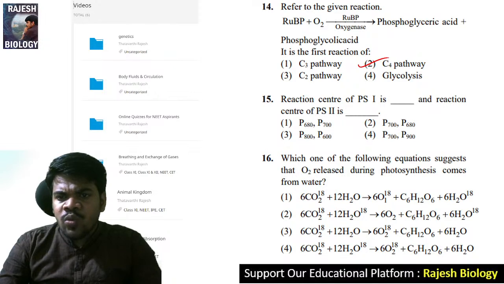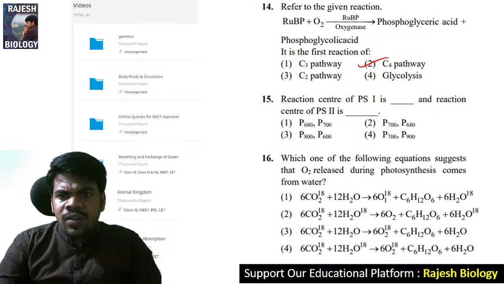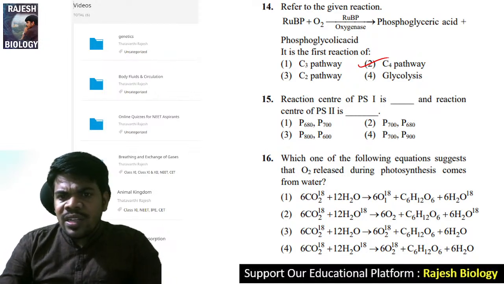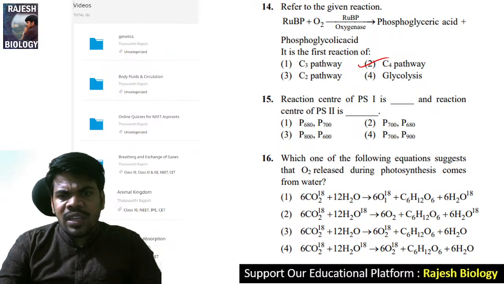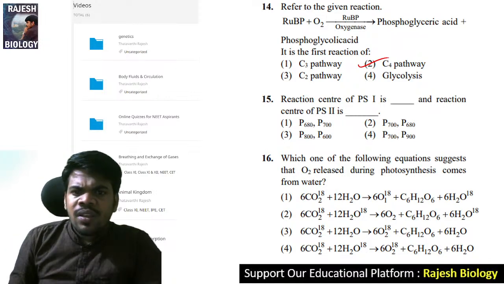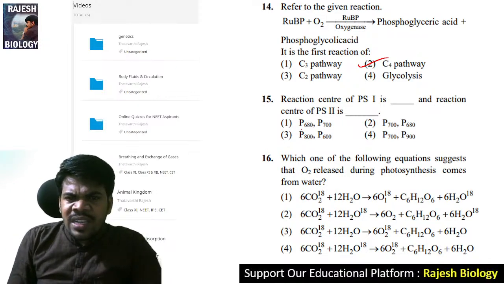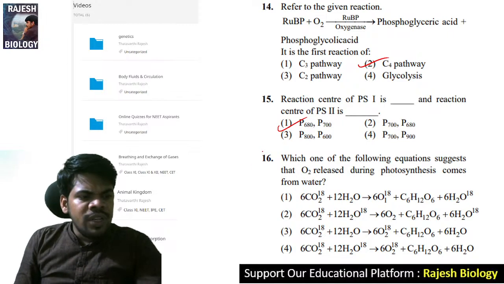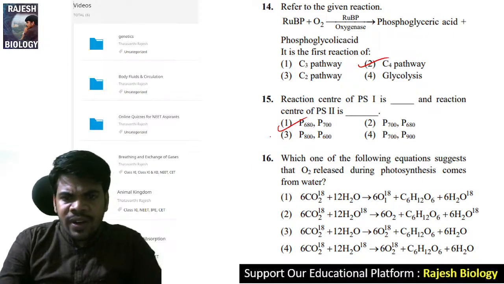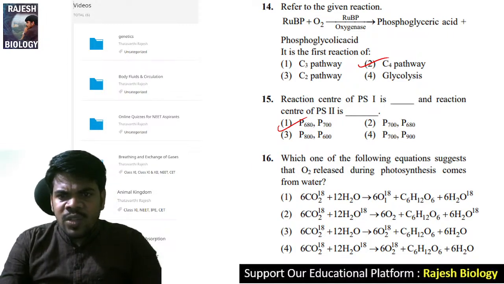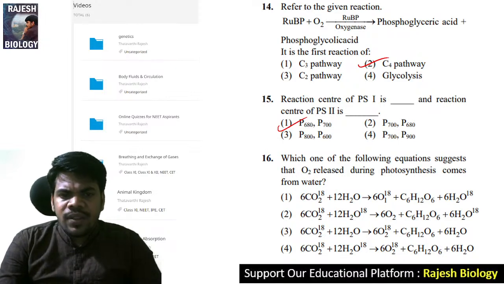Reaction center of PS1 is dash and reaction center of PS2 is dash. What is the reaction center of PS1? I think it is the previous question we solved. P700 for PS1 and P680 for PS2. These are the reaction centers of PS1 and PS2. Come to the 16th question.